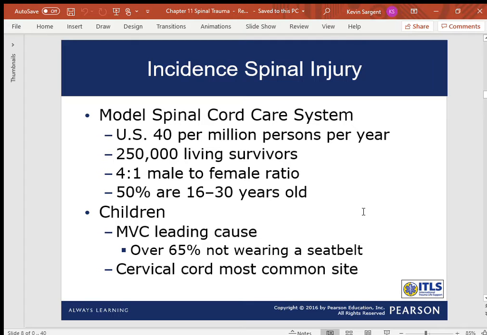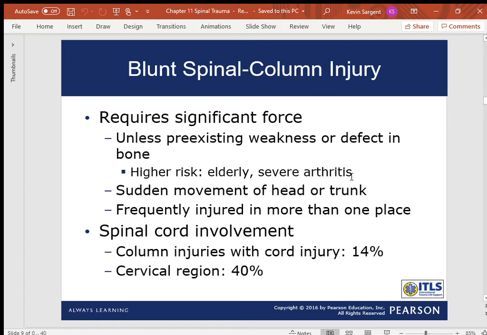Cervical cord was the most common site. And if you think about it, that's the least protected. We have this big heavy head, then we have the rest of the spine that's supported by our other areas, but then that cervical spine is very vulnerable to flexion extension injuries or distraction injuries.